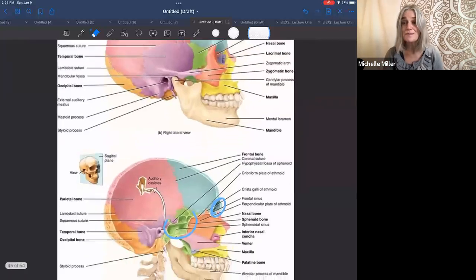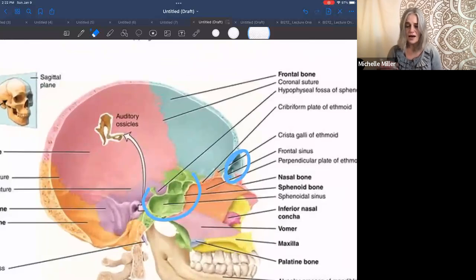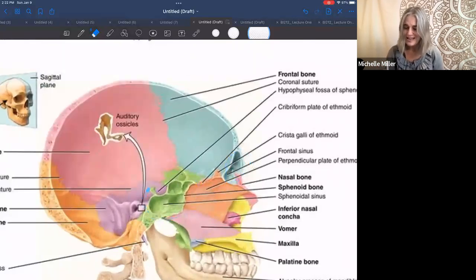We could do a mid-sagittal section through the skull, and we're going to talk about these spaces in the next lecture, which are referred to as sinuses. So when we think about our sinuses, you might just think about your ethmoid sinuses, which are right up here in your nasal cavity. But we also actually have sinuses deep in the skull. And so we'll talk about those in another lecture.